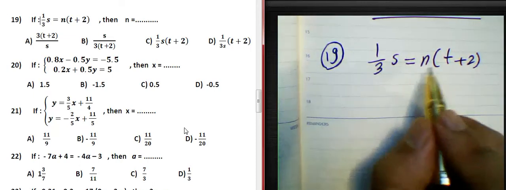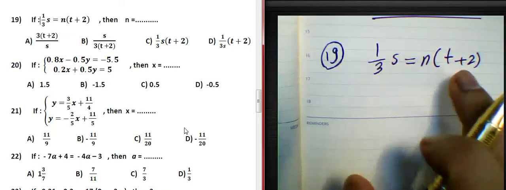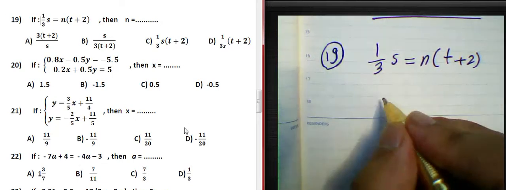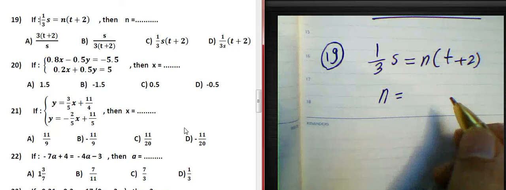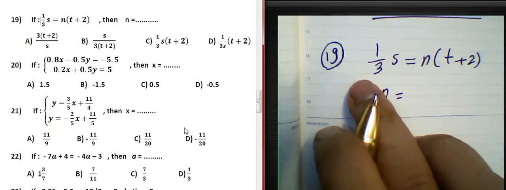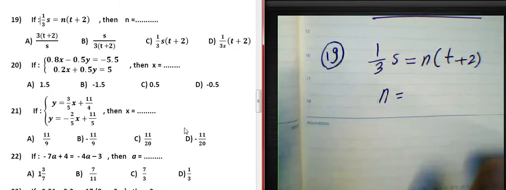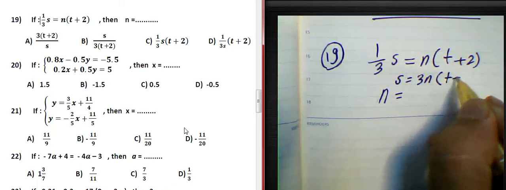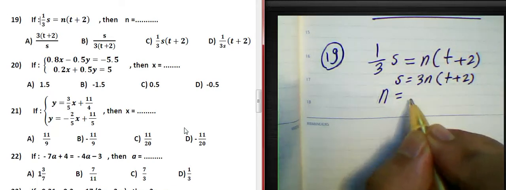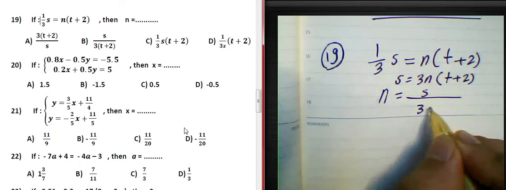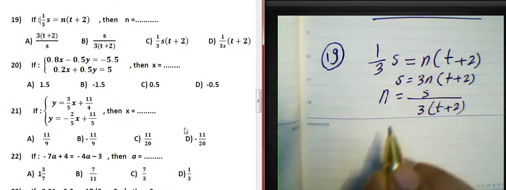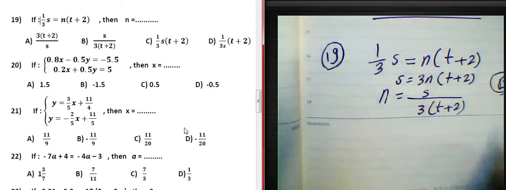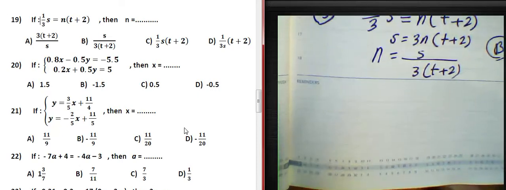We can find n by multiplying by the denominator. We want to find n. First we can cancel this 3 by multiplying by 3 on the left hand side and right hand side. So s will be 3n multiply t plus 2. So n will be s over 3 multiply t plus 2. Okay, so n will be s over t plus 2. The result will be letter P. We must choose letter P for question 19. And what about question 20?